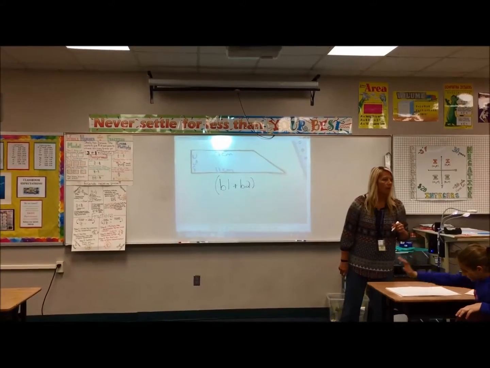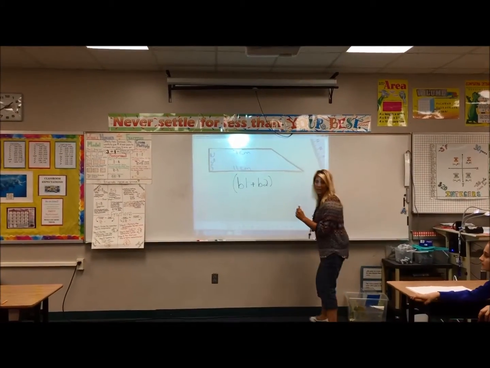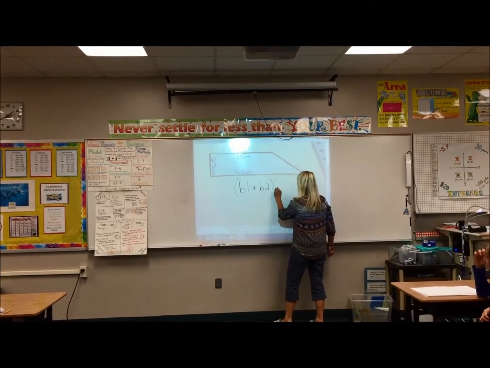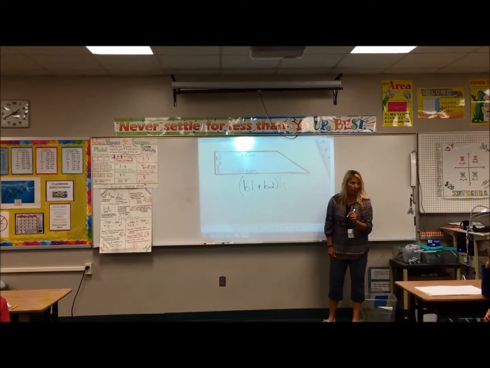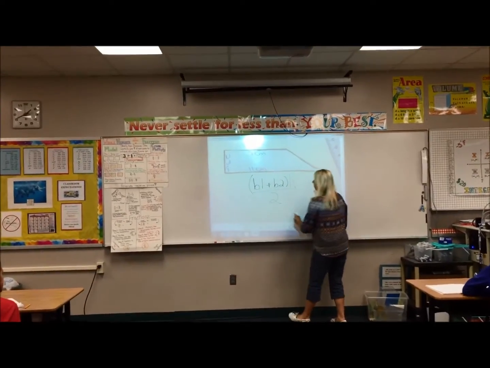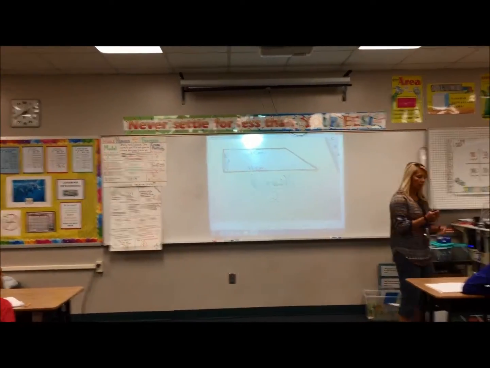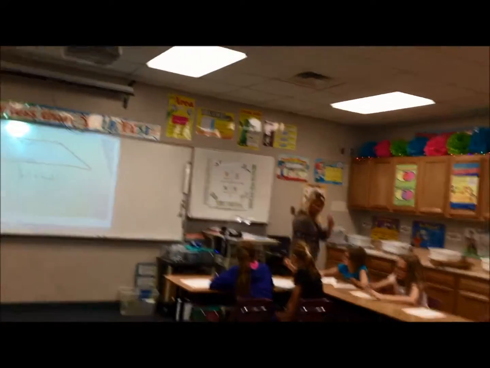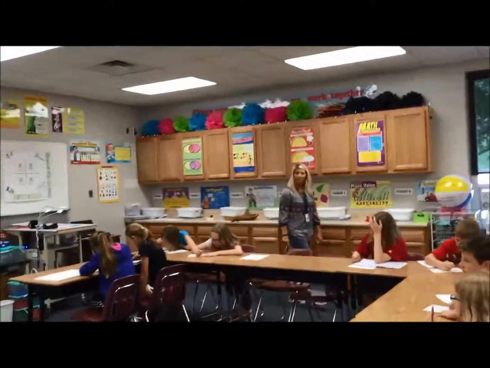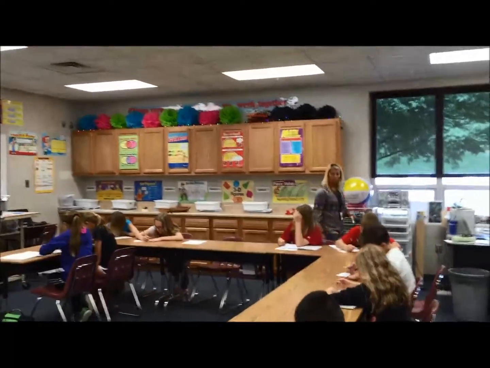Yeah, times the height, right? It's kind of like a rectangle. Base times height. So times the height. Now what do we want to do? Divide by 2. So there's your formula. Apply that formula and see if that's going to work. See what you get.